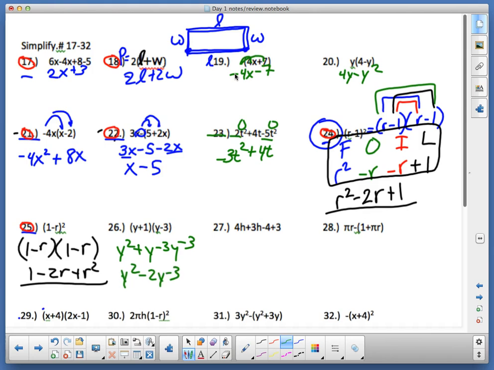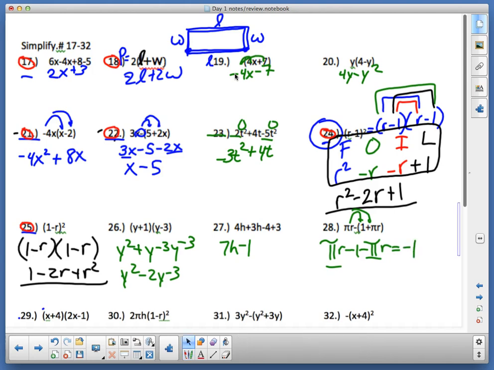And 27, again, combining like terms, the h's are alike and the plain numbers are alike. So I got 4h plus 3h, which is 7h, and minus 1, because negative 4 plus 3 is negative 1. And 28, I'm distributing the negative 1 to both of these. So I've got pi r minus 1 minus pi r. Well, the pi r is positive and the pi r is negative here, so this is just negative 1.